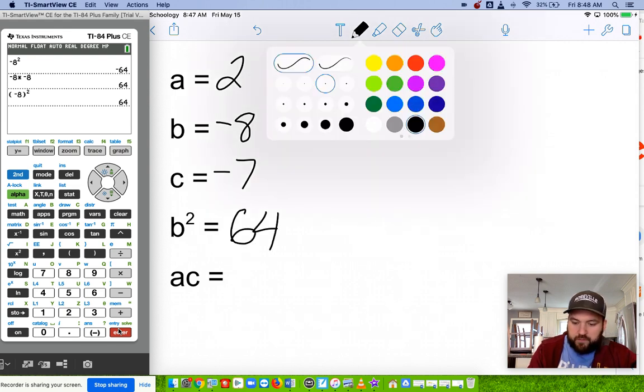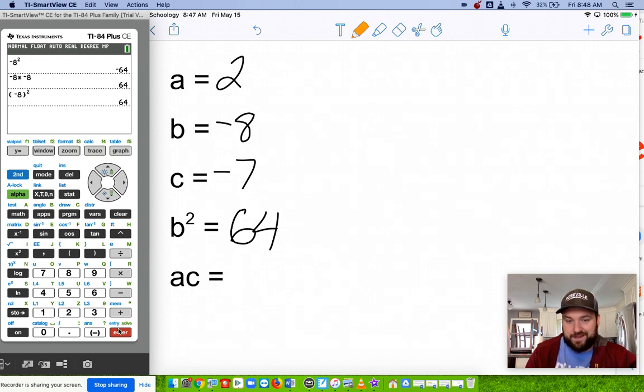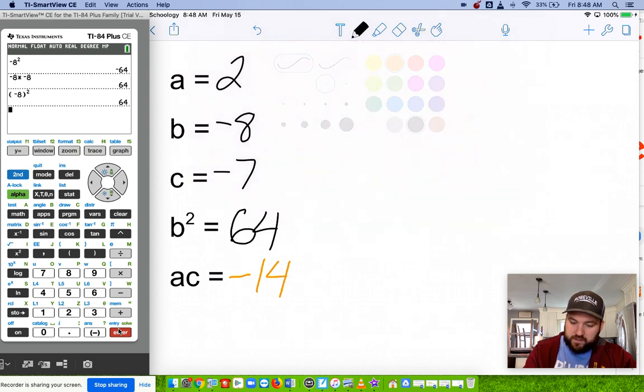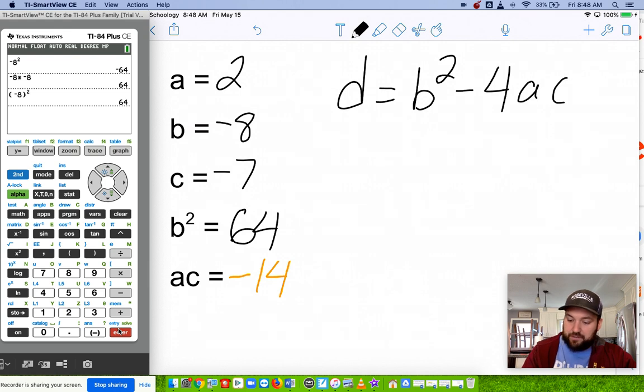And then, just like we would have done if we were factoring, I'm going to multiply a and c together. I'm just going to multiply 2 times -7, which gives me -14. Okay. Now, with those two calculations done on the side, the discriminant is b squared minus 4ac. Now this 4 is part of the formula. It's part of the equation always. If you really care where it comes from, you can find proofs somewhere else on YouTube. But just understand that 4 will always be there.